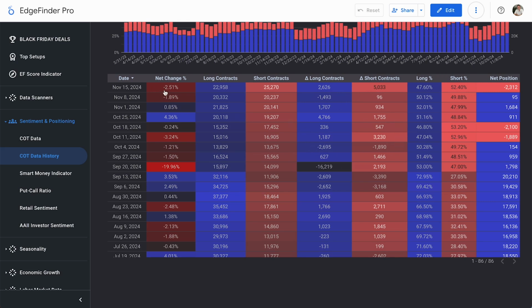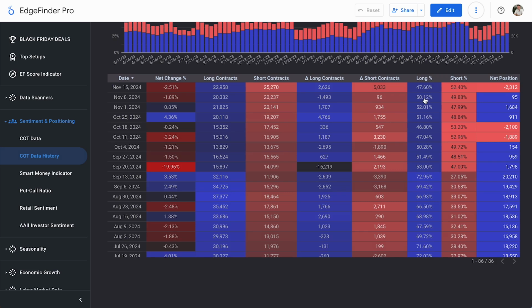So if the net change percentage is negative, you know that there were more short contracts added than there were long contracts. And if it is positive, it is the opposite. So for example, in our most recent COT filing, we saw more short contracts added than long contracts. But if we look at the COT filing from October 25th, we see the opposite. We see a positive blue number here. So we know that there were more long contracts added than short contracts.